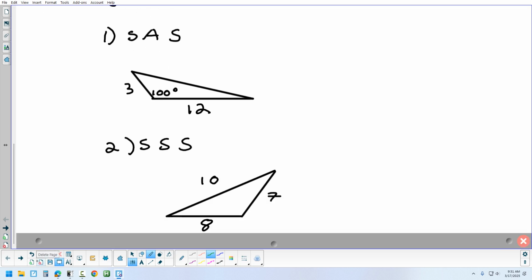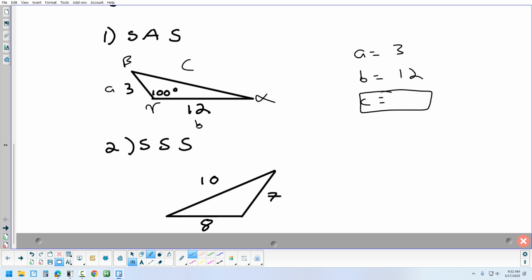Well, why not law of sines? Why do we even need law of cosines? Why don't we just keep using the same thing we've been using? Let's try and see what happens here. Let's call this A, B, C, alpha, beta, and gamma. Try making a table for that top one. So A we know is 3, B we know is 12, C we don't know, alpha we don't know, and beta we don't know. But gamma we do, that's 100.